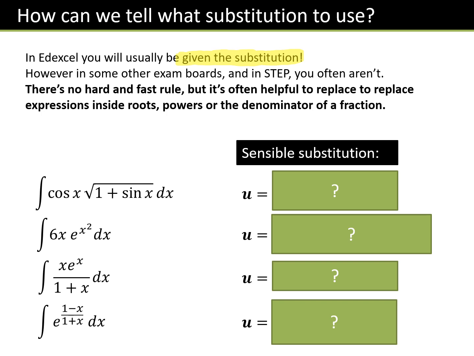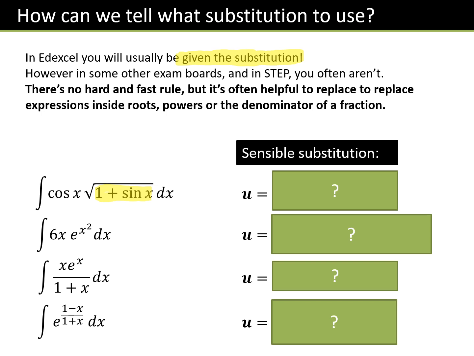So, sensible substitutions. You need to be able to spot what substitution to use. Now, in most cases, it's very, very easy to spot. This first one, the bit that makes this nasty, is the bit inside the square root. So your substitution would just be this.